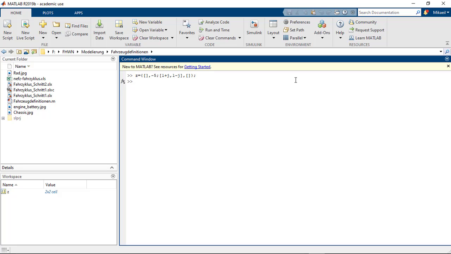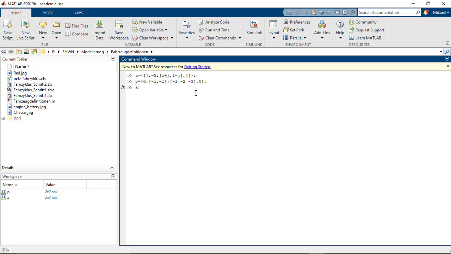Now we define our poles. For h11, we have 0. For h12, we have -1, -1. Next line, for h21, we have 3 poles, -1, -2, -3, and 0.